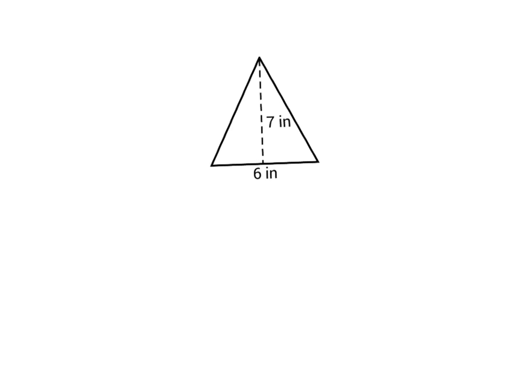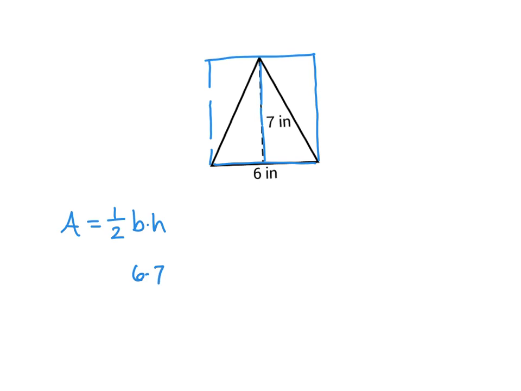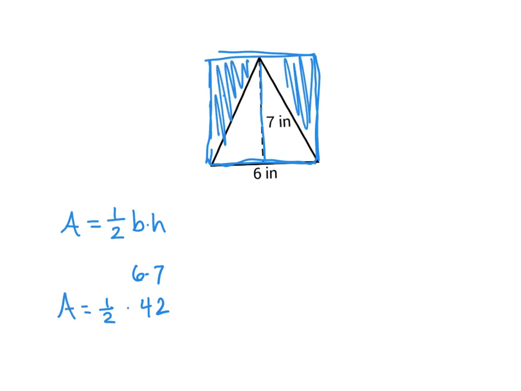All right, looking at this triangle, again, its area is 1/2 base times height. Now in this case, our base is 6 and our height is 7. And if we do base times height, that would be this rectangle. So when I do the 6 times the 7 and get 42, that's the area of this kind of outside rectangle. We want to take half of that because we're dealing with a triangle. These pieces represent half of the area. So our area would be 21 inches squared.